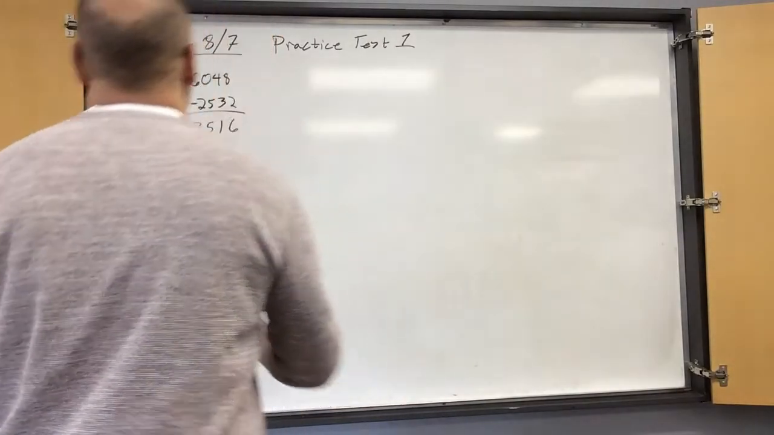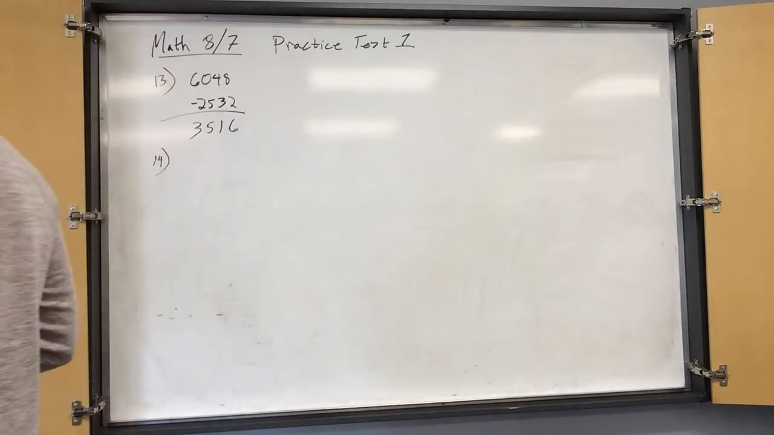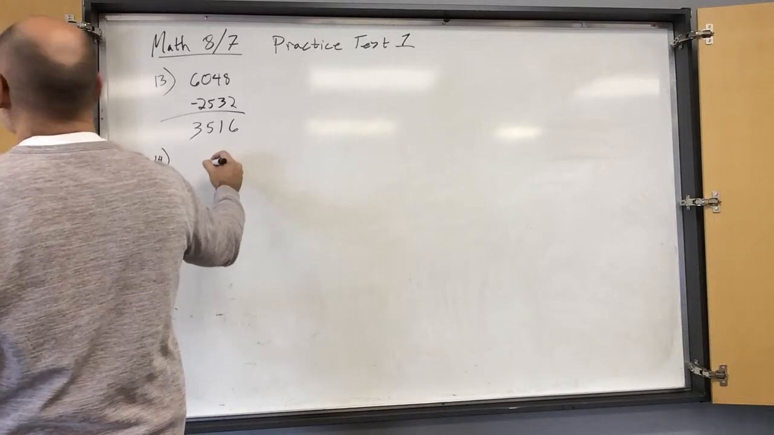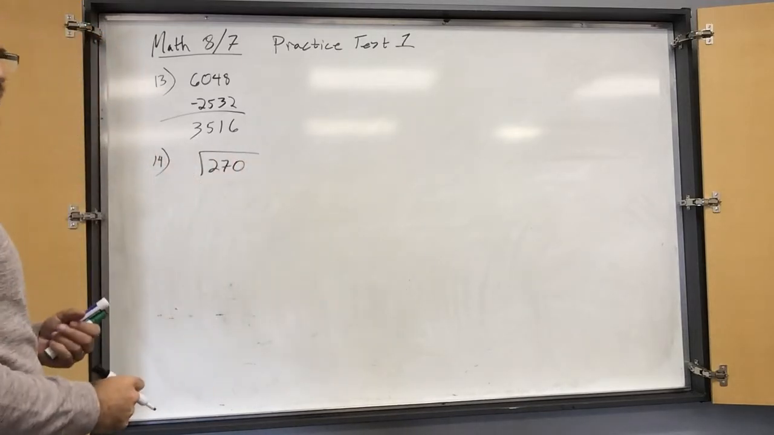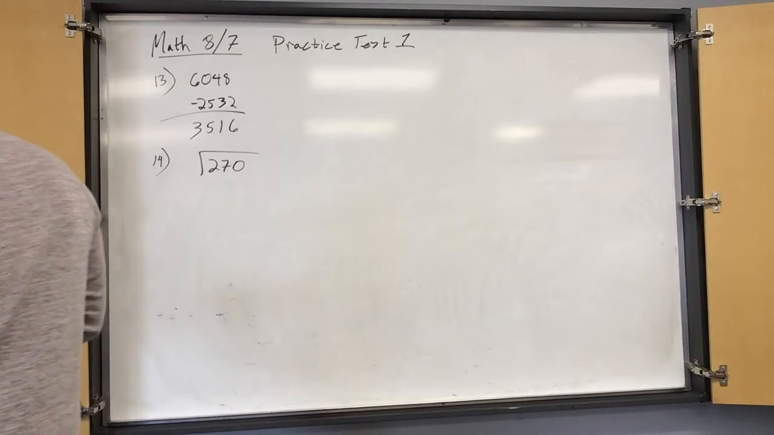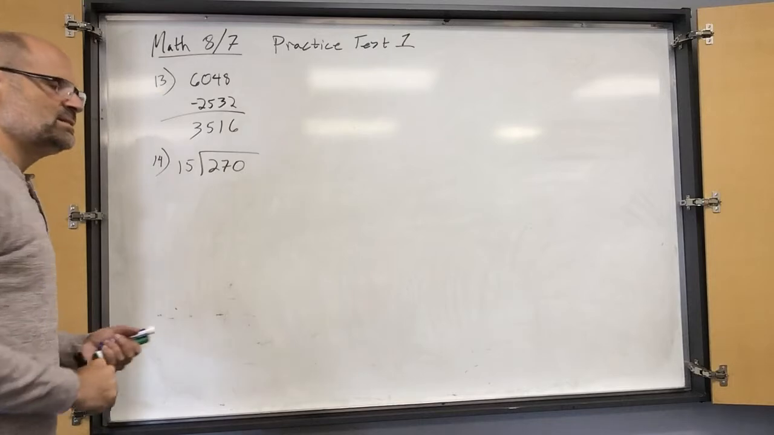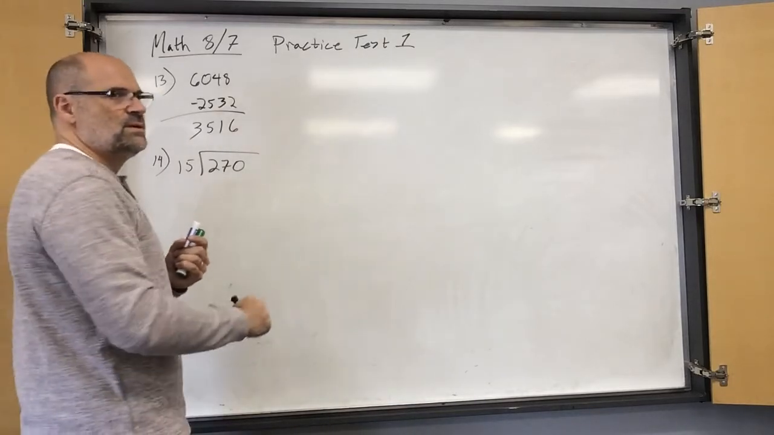Okay? Number 14. What happens when you're missing something in a multiplication problem? Divide, always divide. Unless you're missing the product, the answer, then just multiply. 270 divided by 15. How many times does 15 go into 27? Just once.